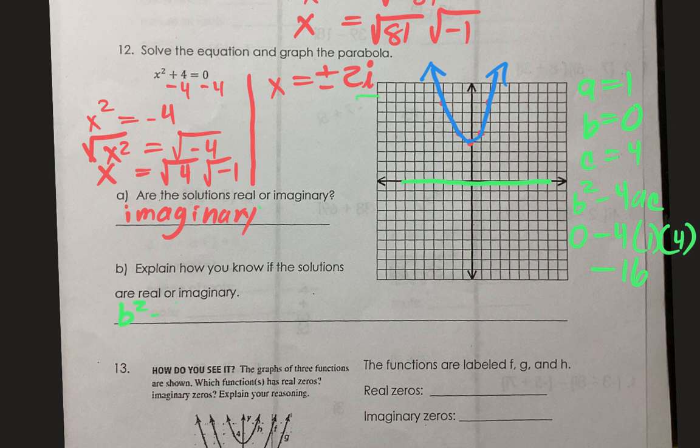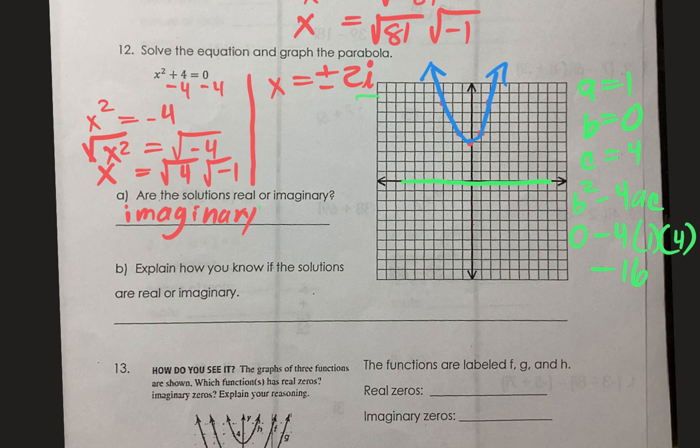So we'll put b squared minus 4ac is negative, 2 imaginary roots. Okay? I think I'm supposed to write that in red. You didn't see that.